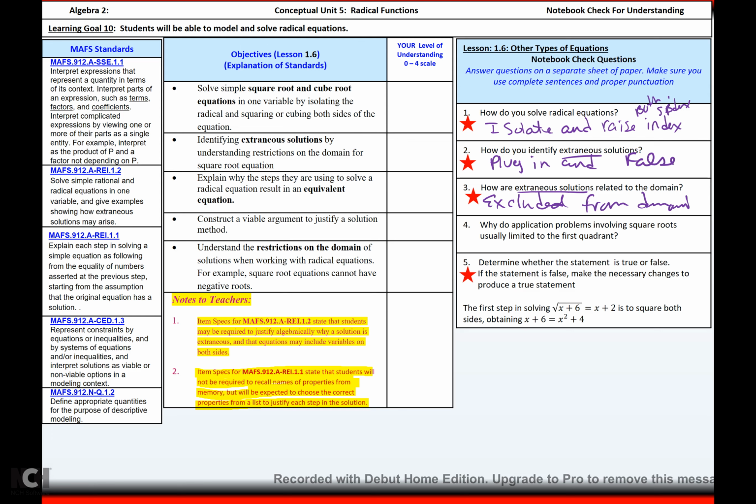Okay, and this one, they want to know if it's true or false. What they're saying is the first step is to square both sides, which is true, but if they do square both sides, is that what they end up with? You figure it out and tell me if it's right or wrong.